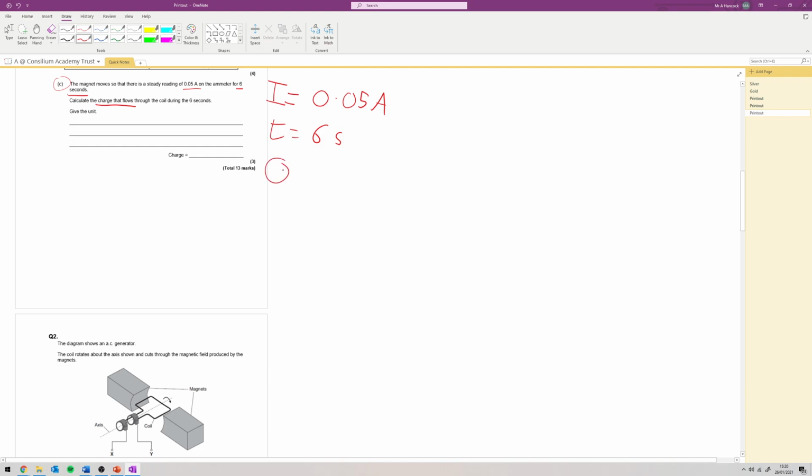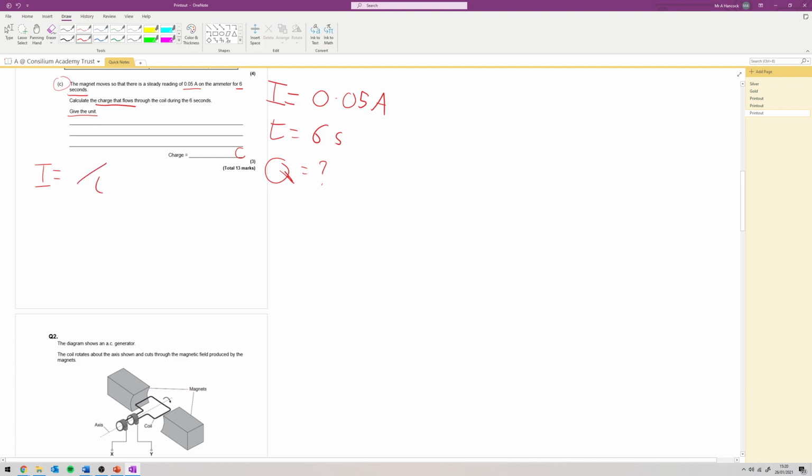Well, Q is the charge, and we need to calculate it. They are the 3 things that they have given us. So hopefully I remember an equation for this, right? And I have to give a unit at the end. So if you're completely stumped and you've forgotten your equation, hopefully you remember the unit for charge flow is coulombs, capital C.